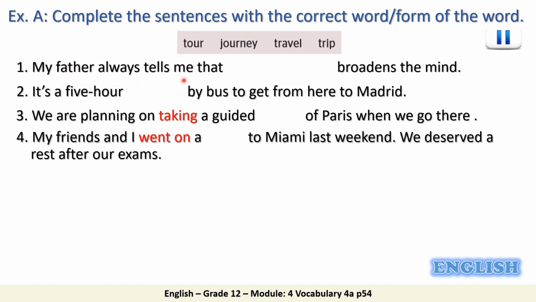My father always tells me that. Your answer, please. Right, travel or traveling broadens the mind. We have used the word travel, which is a noun right here, and we can add ing, but if we add ing, we should consider that we have added it to a verb. So the word travel can be used as a noun or a verb, but when we add ing to the verb, we derive the gerund, which is generally considered to be a noun.